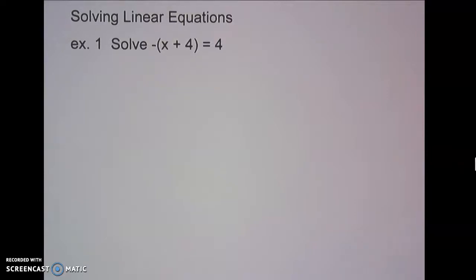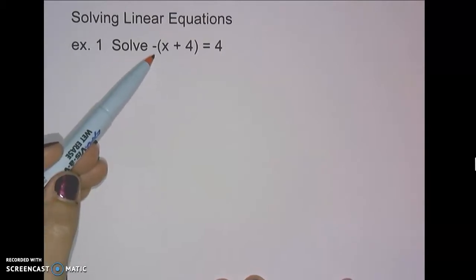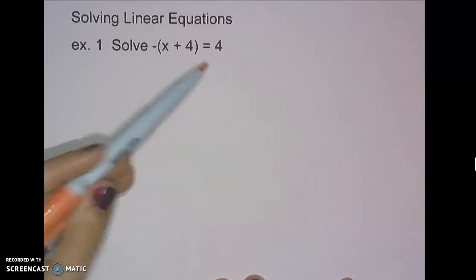Today we're going to be working with solving linear equations. So these are just like the equations we would have dealt with in middle school. Solving those, just making sure that we're using our order of operations as we go throughout. So we're going to solve the equation negative times the quantity x plus 4 equals 4.